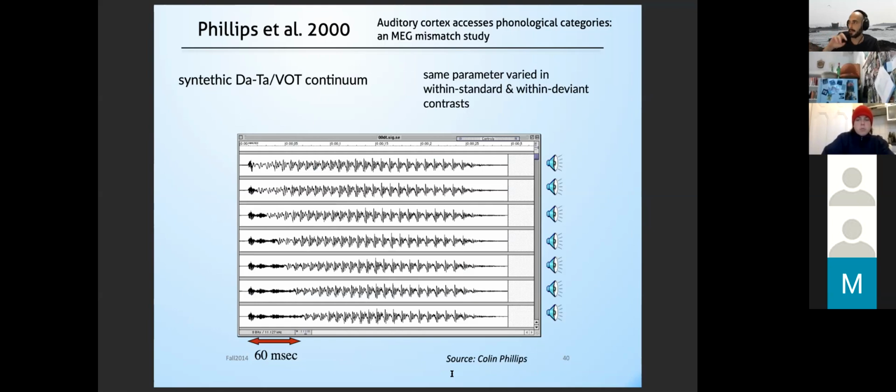So what they did was to use exactly the same stimuli that I showed you. They are taken from this paper. They took the same parameters and they varied within-standard and within-deviant contrast. So you have this, and then you have this, and then you have the third. See, from ta to da, and this is 60 milliseconds. When you get to about 30, you kind of hear a ta. Okay, is this clear? Good.